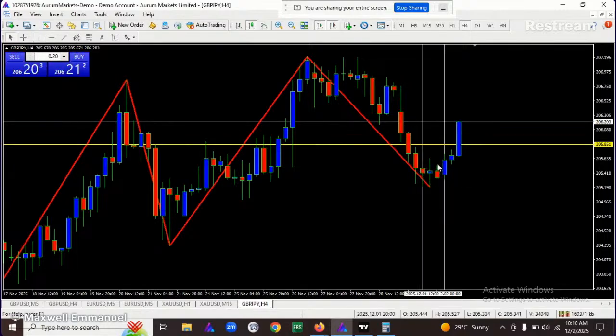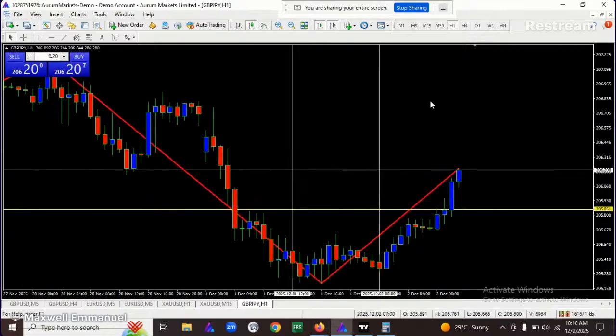Now, after the formation of this pattern on the 4-hour time frame, I need to go down to 1 hour and 15 minutes time frame. On 1 hour, we should be able to identify a bullish reversal pattern, and hopefully on 15 minutes or 5 minutes, there should be a shift in market structure.